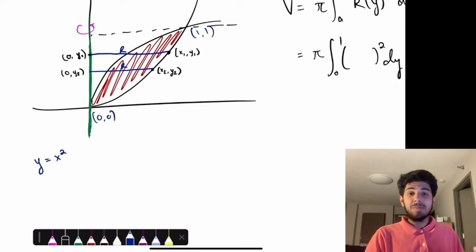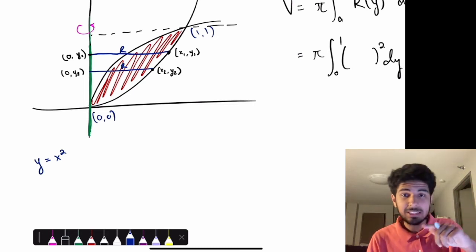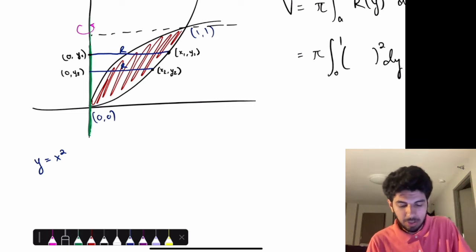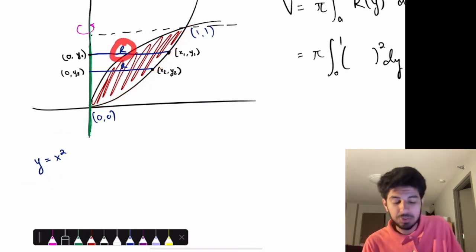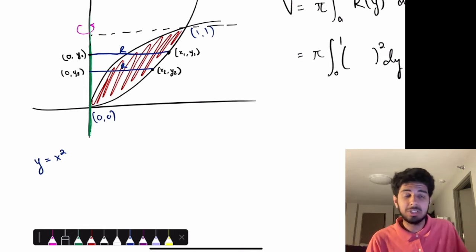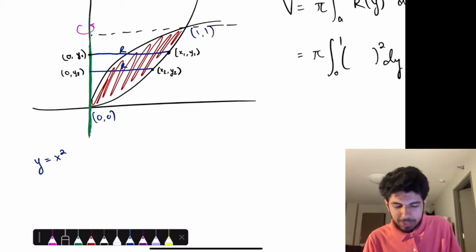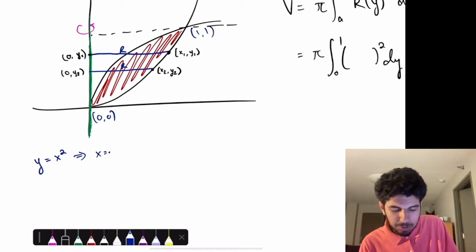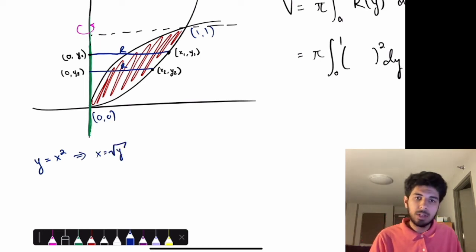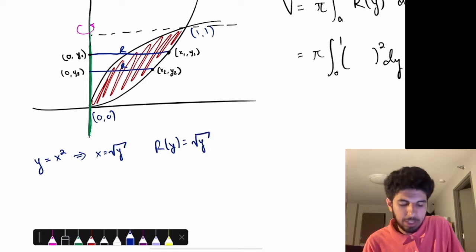So basically, if I gave you a value of y, you could find the corresponding value of x on this curve using this equation here, and in turn, you could produce this value of r, because r is going to be equal to that value of x. Cool. So we just need to find a way to get that value of x if we're given y, so we can say that x is equal to the square root of y. So that means capital R of x is, or sorry, capital R of y is going to be equal to the square root of y.